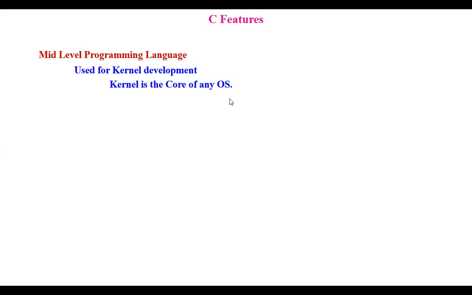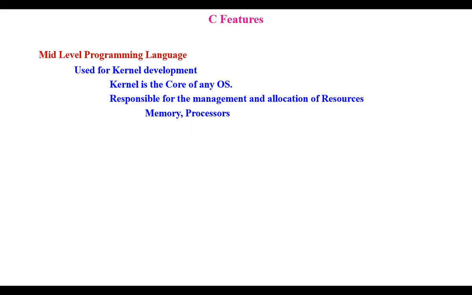A kernel is the very core of any operating system. It is responsible for the management and allocation of resources. The system has memory and a processor, and different resources are there for the system. This kernel programming takes care of the management of all these resources: how much memory should be allocated and what sort of memory should be allocated. All these are taken care of. Memory and processors are the main resources.